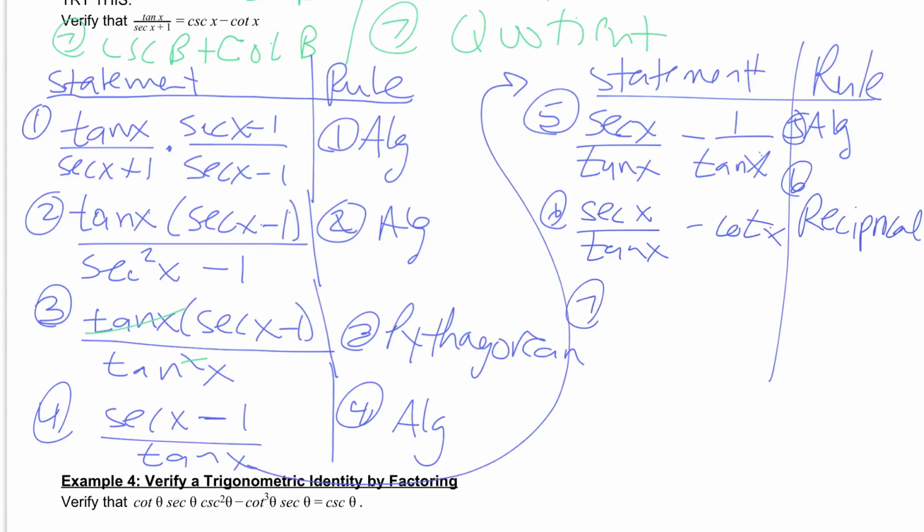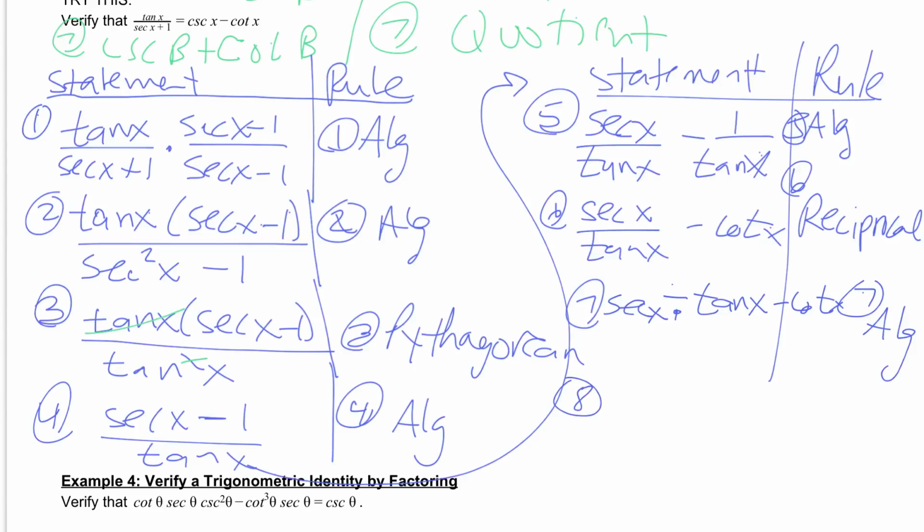And then in step 7, secant over tangent isn't an actual identity, so I'm going to split these two up, and I'm going to look at the secant of x divided by tangent of x. And I still have my minus cotangent x, and this is just algebra. Sorry, I'm running out of room here.